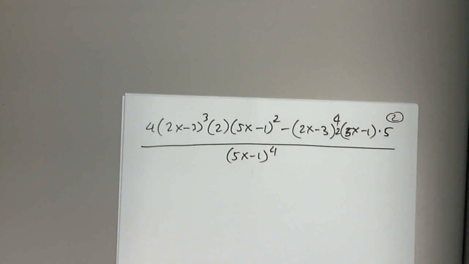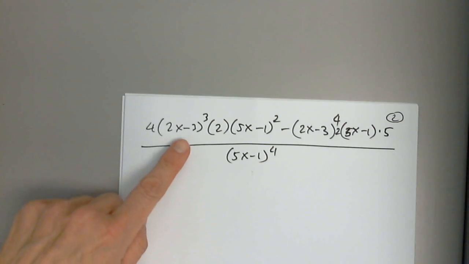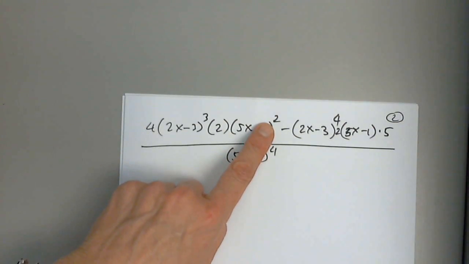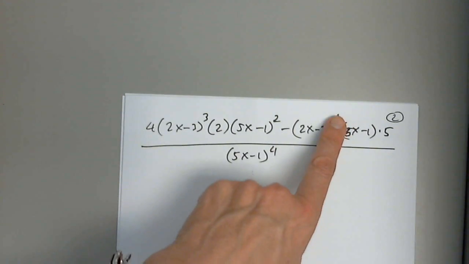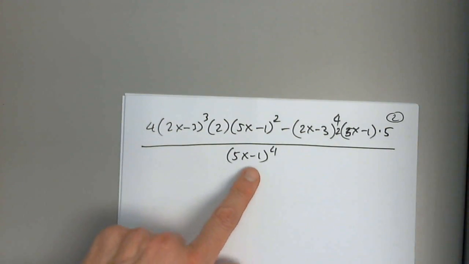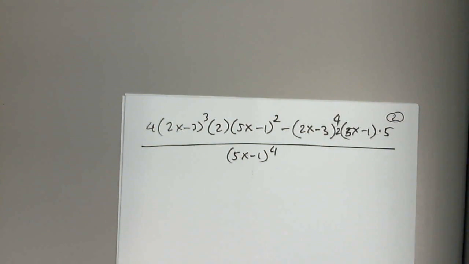Okay. So let's double check, make sure I copied it correctly. 4, 2x minus 3 cubed, 2, 5x minus 1 squared. So far, so good? Minus 2x minus 3 to the 4th, 2, 5x minus 1 to the 1st power times 5. The denominator 5x minus 1 to the 4th. Yes. Good, perfect. Again, I kindly ask you to try to get into this habit, always simplify. I don't want to have a factor of 4 up there in front and a factor of 2 here, a factor of 2 and a factor of 5 at the end. Numbers are always presented in front.